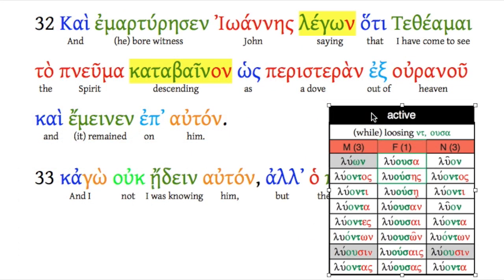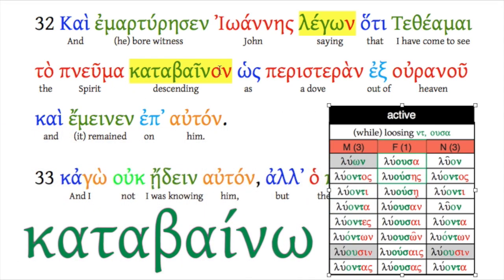So what is it that John saw? He saw to pneuma, the spirit, katabainon hos peristeran, descending as a dove. So here we go, katabainon, from katabaino. So he has come to see the Spirit descending. Now look at this one. What does this go with?